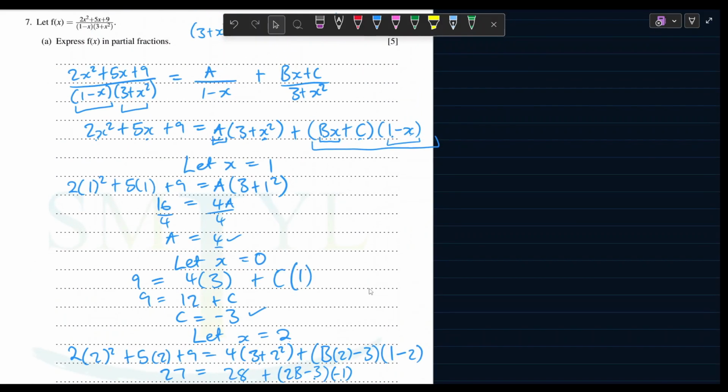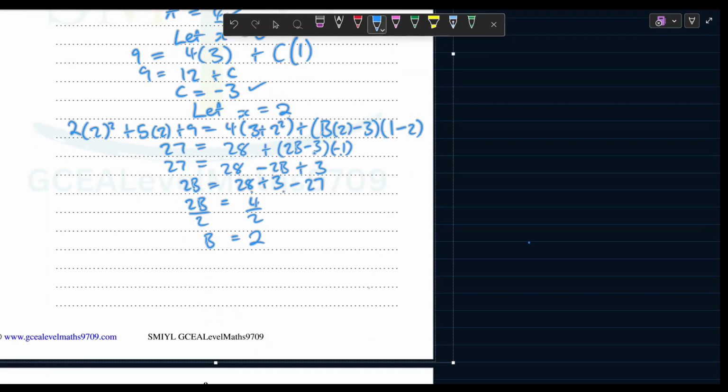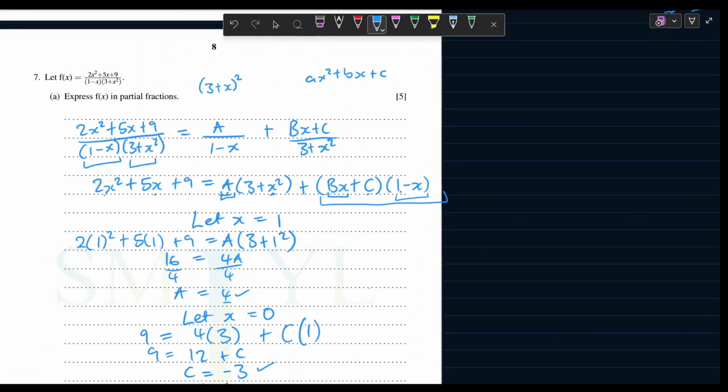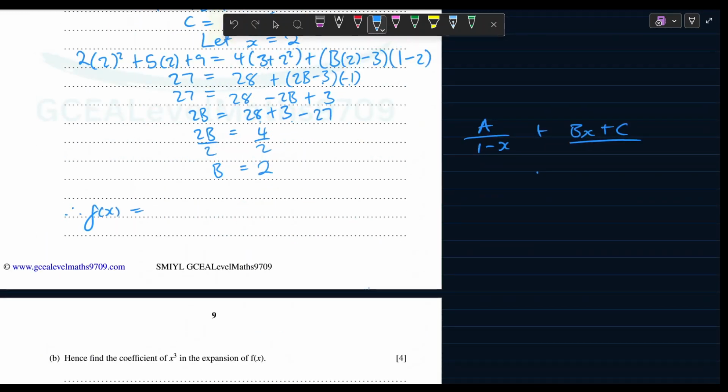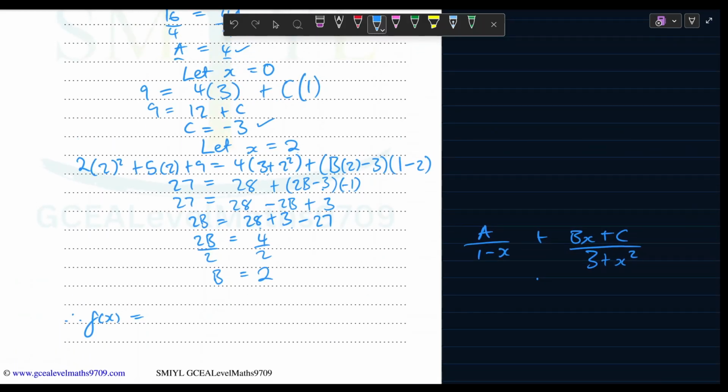Alright, so now that we found a, b, and c, we can rewrite f of x in partial fractions and say that therefore f of x is equal to, it was a over 1 minus x plus bx plus c over our, what was it, 3 plus x squared. So we found our a to be 4 right here.